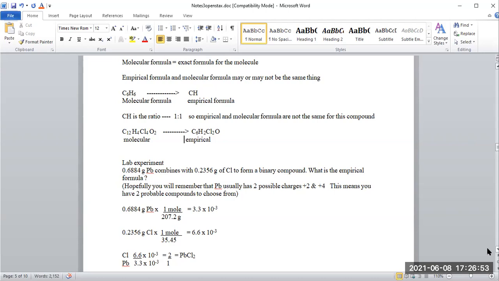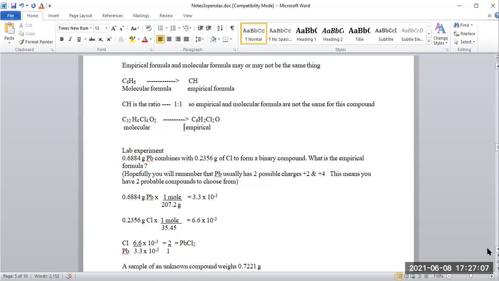This one's a little bit obvious, and you can kind of eyeball it and go, oh, 6.6 is twice as much as 3.3. Both of them are to the -3. If you wanted to look at it from a math point of view, then you could put the big one on the top and the little one on the bottom and go, oh, I have a 2-to-1 ratio, which is a way of determining that I have PbCl2 as my compound rather than PbCl4.